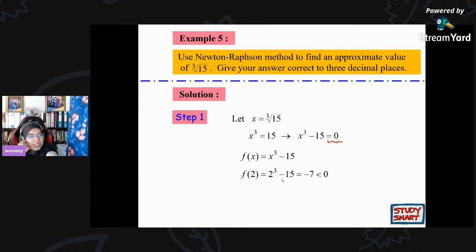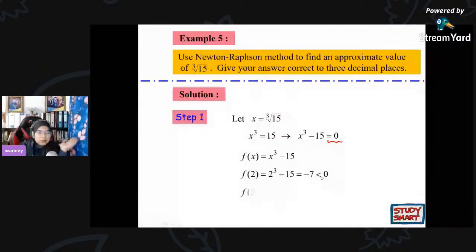Normally we use the algebraic method or the change of sign method. If you want to, you can sketch, but it will be a bit hard for us to sketch. So normally we simply use something that is quite easy, which is the change of sign. Okay, so try to substitute with x equal to 2. You're going to see that the value is negative 7, which is less than 0, of course.